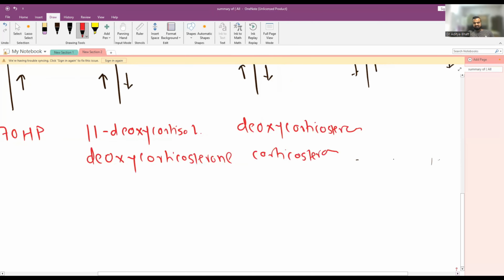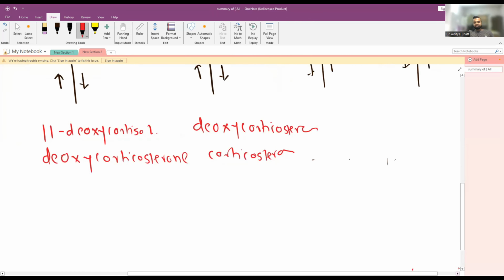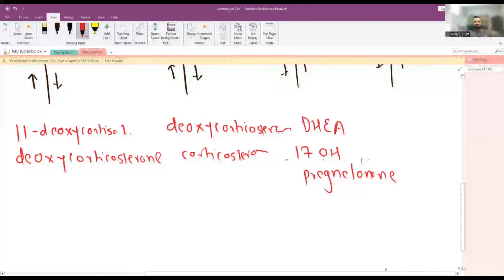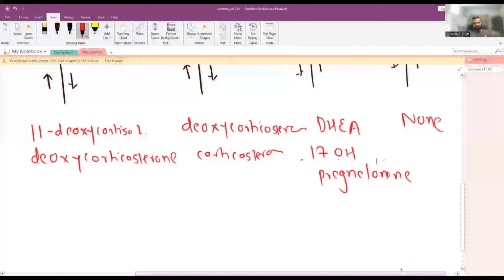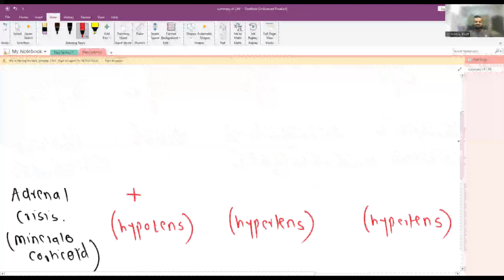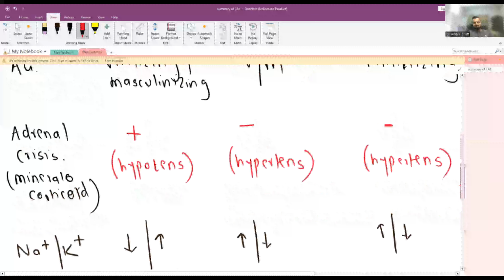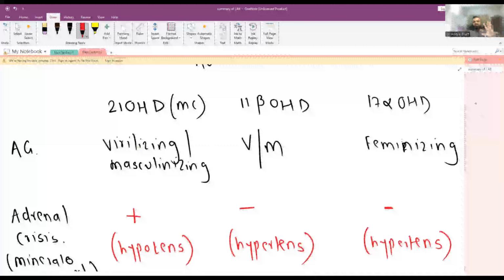Then in patients with 3 beta HSD, we will have DHEA increased with 17 hydroxypregnenolone, while in lipoid CAH nothing is elevated, the entire cortex is useless. So not a single metabolite is elevated, every metabolite is low. So all in all, this is the summary of CAH. If any question related to CAH features is asked, this table is all you need, and you will be able to answer that question.